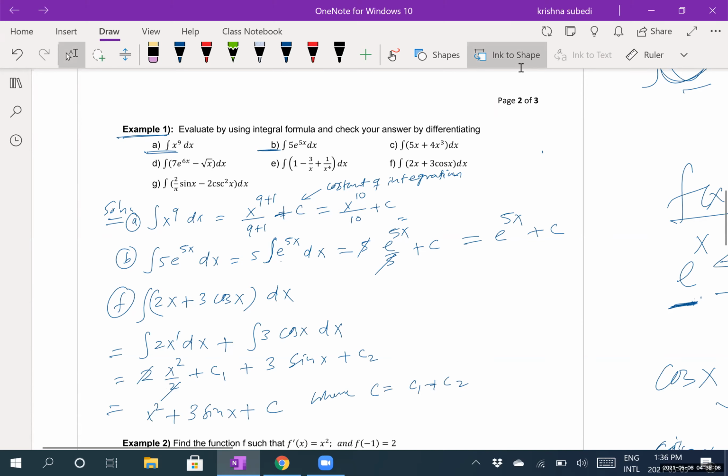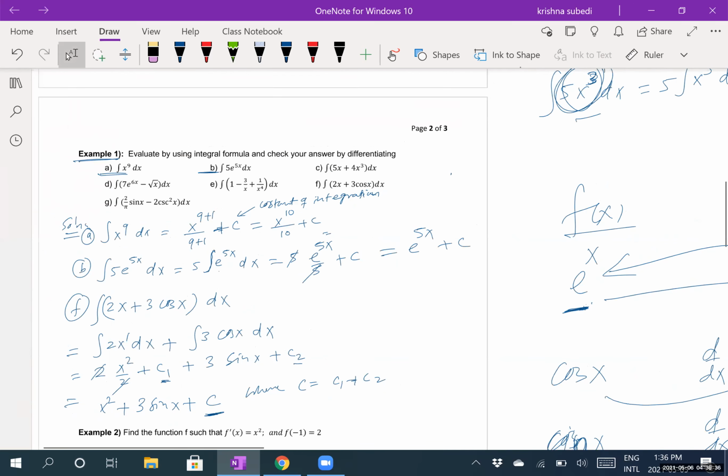Now from now onwards, I don't want to write c1 and c2, because at the end of the day, all these constants will be just a constant. So I just write c at the end. Okay, if you want, you can write c1, c2, c3 depending on how many terms there are, but you don't have to. It's just a waste of time. But you need to understand that I just write c at the end. All right.